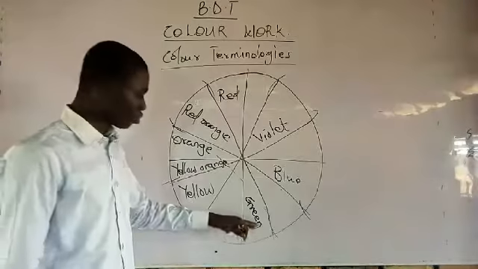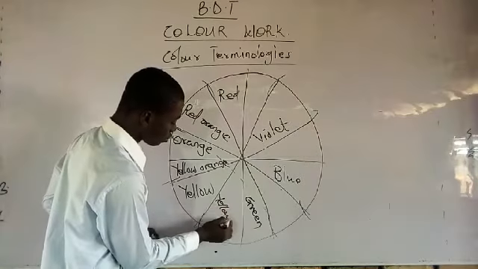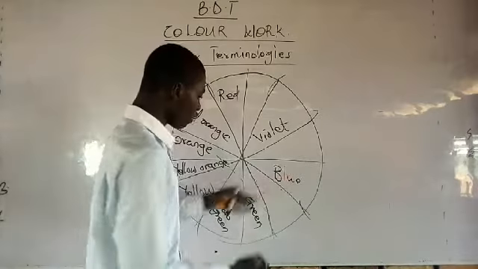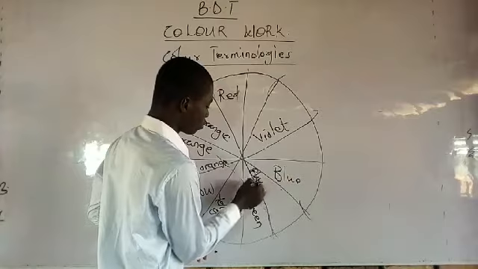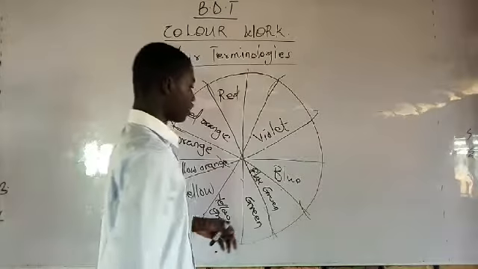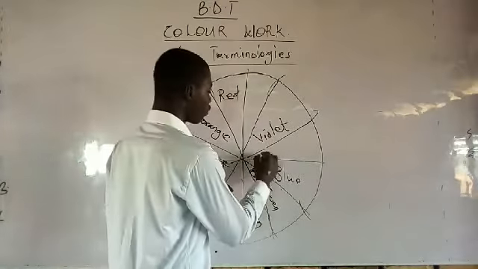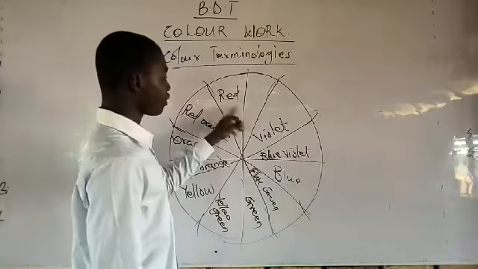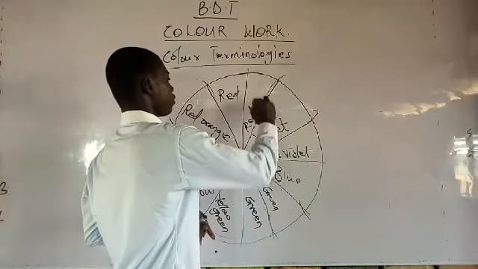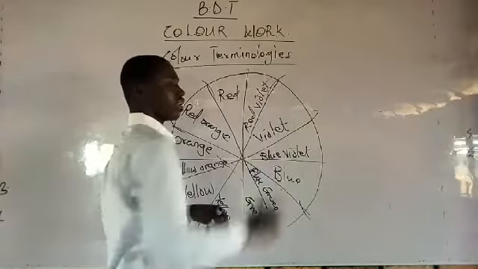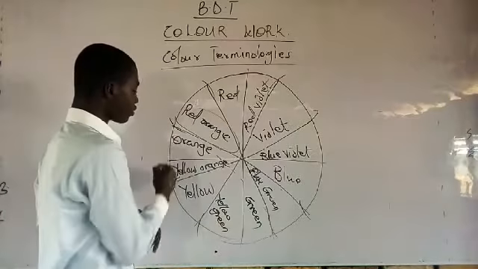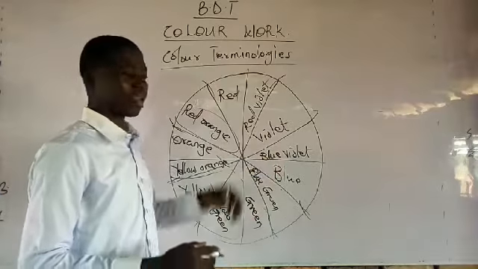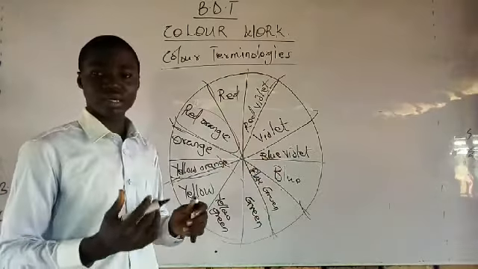Now yellow mixing with green will give us yellow green. The same thing, green mixing with blue will give us blue green. Then blue mixing with violet will give us blue violet. Then red mixing with violet will give us red violet. So red orange, yellow orange, yellow green, blue green, blue violet, and red violet are termed the tertiary colors.